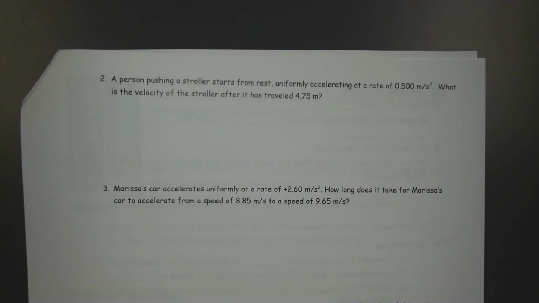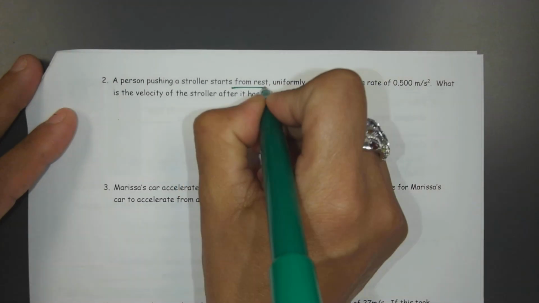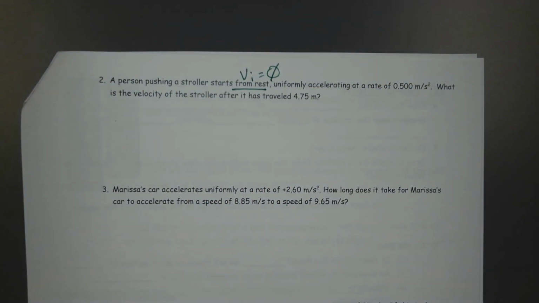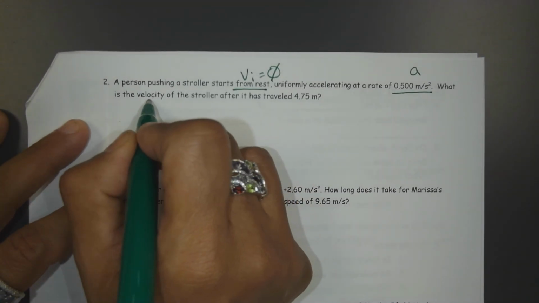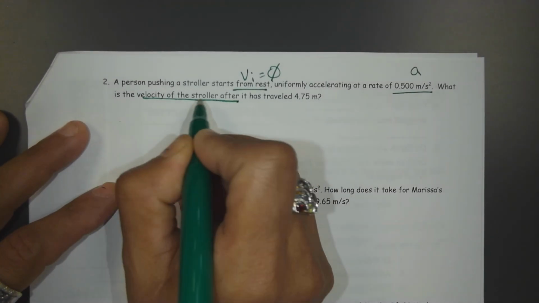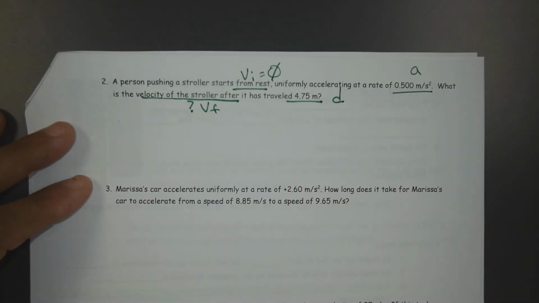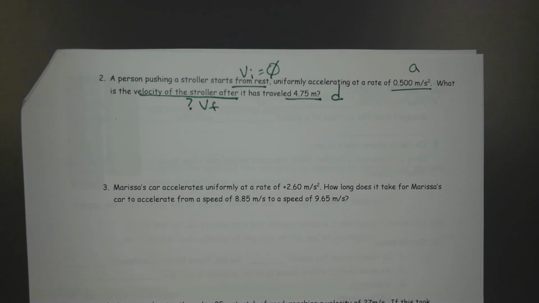Here we go. This is the problem that we're going to get to. It says here that a person is pushing a stroller from start. From start is VI of 0. Uniformly accelerating, or a constant acceleration of 0.5 meters per second squared. What is the person's or the stroller's final velocity after the stroller moved a distance of 4.75 meters? Okay, we've got to get to this.